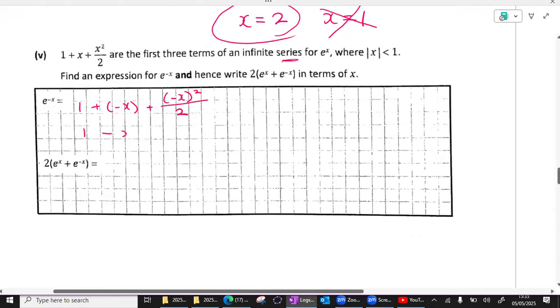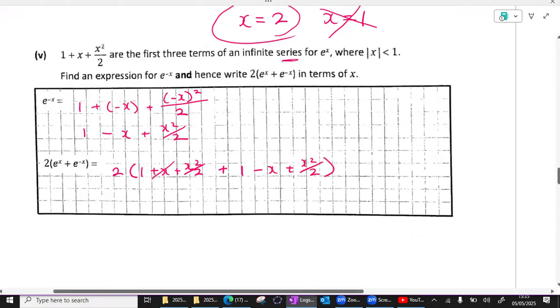So you end up with, so what's that? That's going to be positive. Right, so that's that one done. And then in the second part, so I gave 5 marks to that. And in the second part, then it's twice e to the x, which is 1 plus x squared over 2, plus, and then your e to the minus x, which is 1 minus x plus x squared over 2.